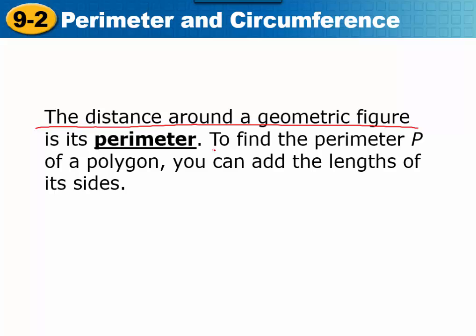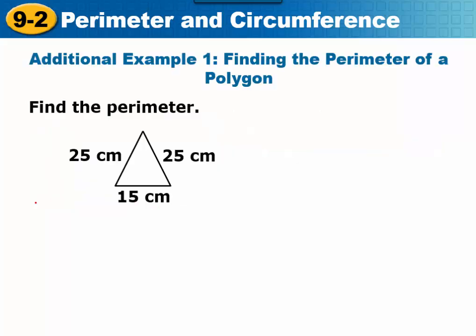So to find the perimeter of a polygon, and we represent perimeter with a capital P, you can just add the lengths of the sides together. That's all you have to do to find perimeter. So if I were to give you this particular triangle, we've got 3 sides of the triangle. We know one of them is 25, the other one's 25, and the third one is 15. So to find the perimeter, we just add the 3 numbers together. 25 plus 25 plus 15.